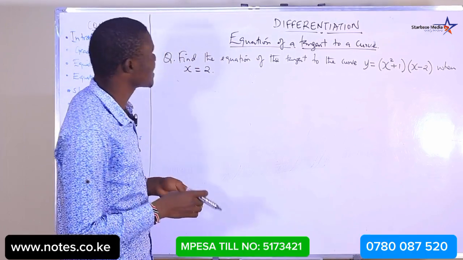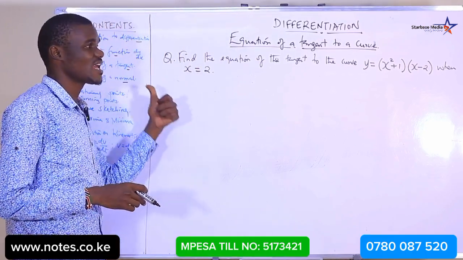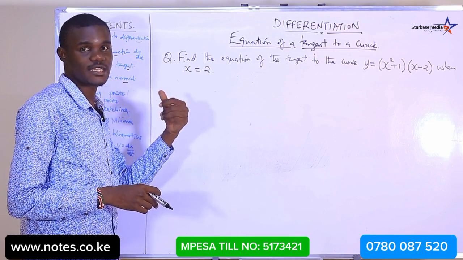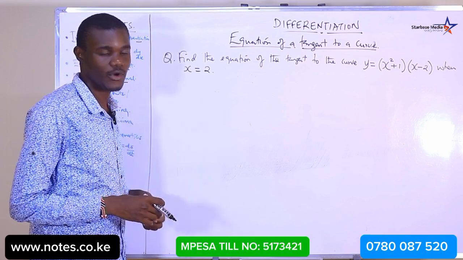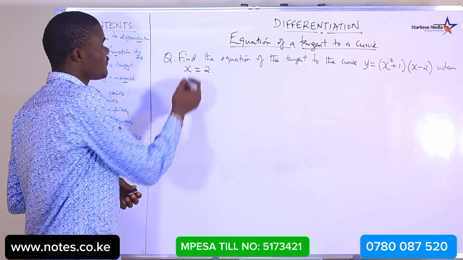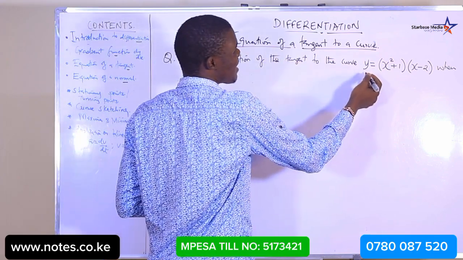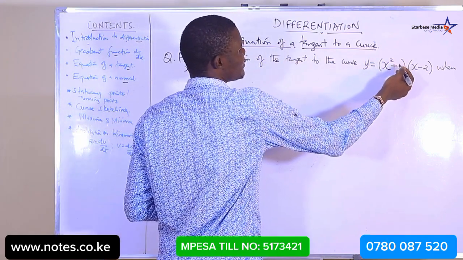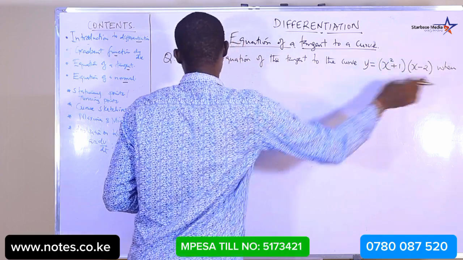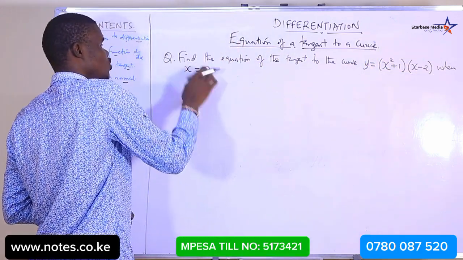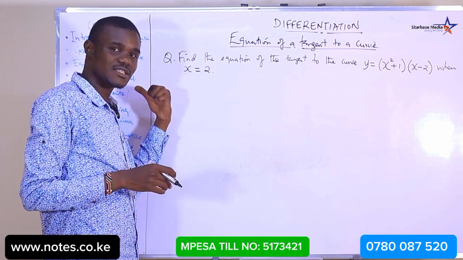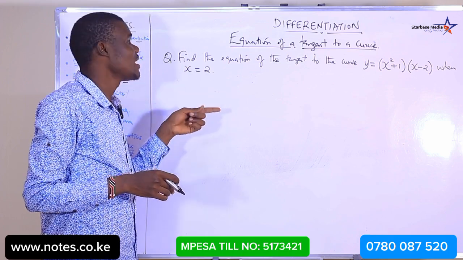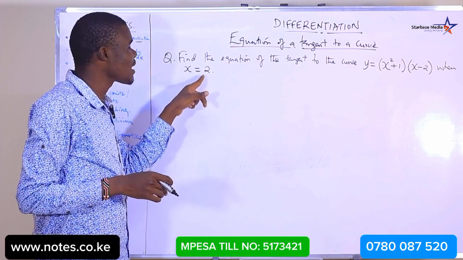Let us look at a case where, remember the other time we are given 2 points, that is x, y. But now let us look at a situation where you are given only 1 point. The question reads, find the equation of the tangent to the curve y equals (x squared plus 1)(x minus 2), when x is 2. When you are only given 1 point, this is different from the first case. The other case we were given both points.